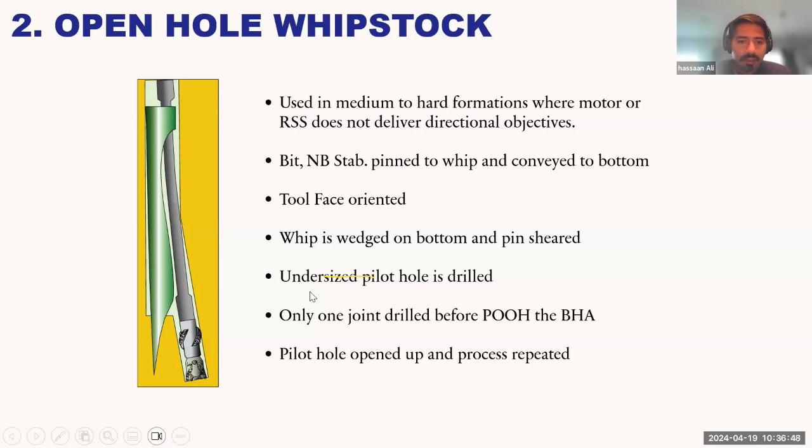Initially, you will drill an undersized pilot hole. Then you will do one joint of drilling. Usually, one joint of drilling is around 20 feet. You will do the 20 feet of drilling. Then you will pull out of hole. POOH means pull out of hole. And once the pilot hole is open, you will repeat that process, and then you will make it bigger. It is a very common technique that is used. I've seen it being used on offshore platforms, especially in Norway. It's a very reliable technique of directional drilling.